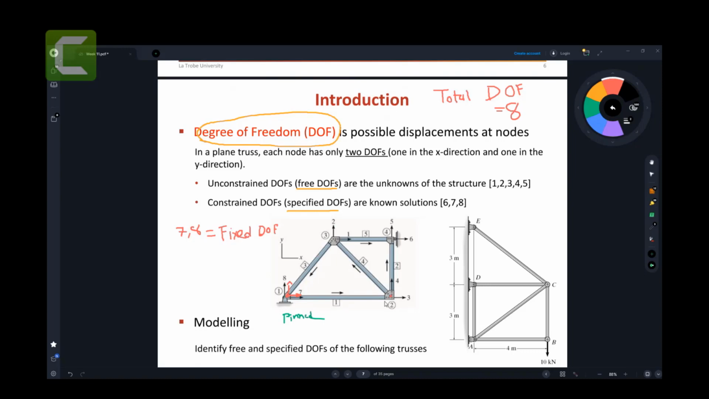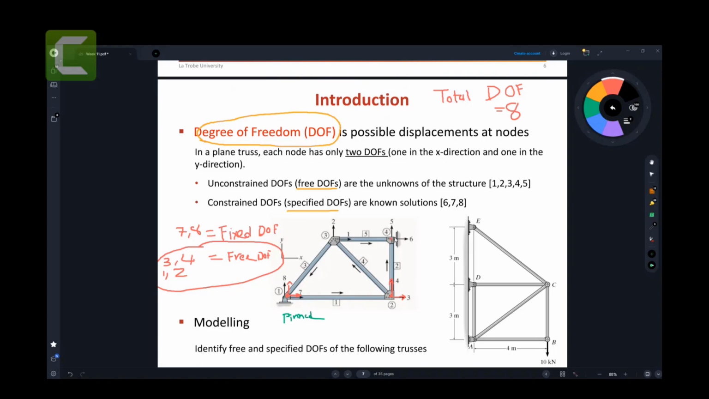Now this point here at number 2 has 2 degrees of freedom, one in the 3 and one in the 4. So 3 and 4 are free degrees of freedom. Because there are no supports at point number 2. So this point can go freely horizontally at 3, and it can go up at 4. At number 3, 1 and 2 also are free degrees of freedom. That is also one group of free degrees of freedom.